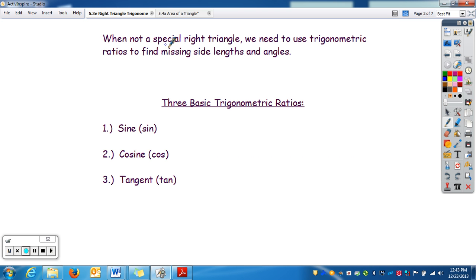So when it is not a special right triangle, or we can't use the Pythagorean theorem because we don't know two lengths, we can use trigonometry ratios to find missing side lengths or angles. There are three basic trig ratios, and you could probably see them on your calculator. There is sine, which is S-I-N-E, but we abbreviate with S-I-N, but we don't say sin, we say sine. There is cosine, which we abbreviate with C-O-S. We don't say cos, we say cosine. And then there is tangent, which is tan, and again, we don't say tan, we say tangent. These are the three basic trig ratios that are used for the whole course of trigonometry over and over again.